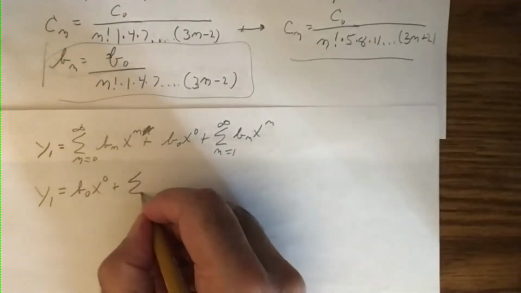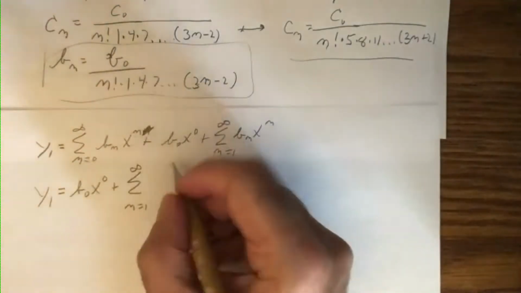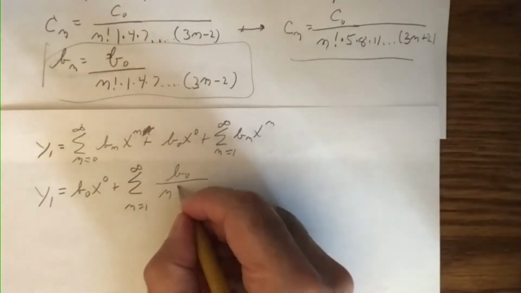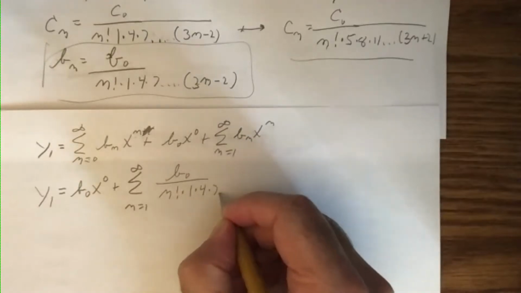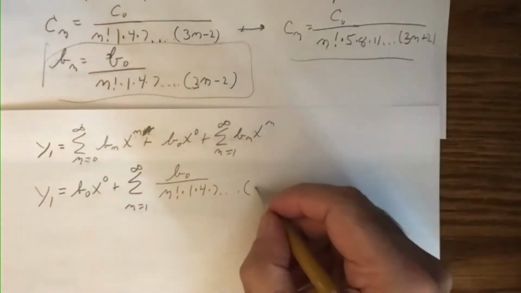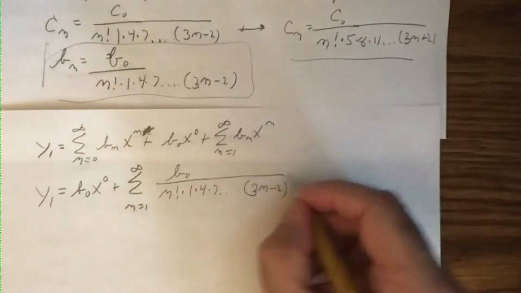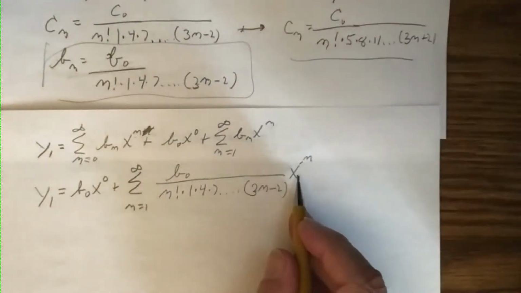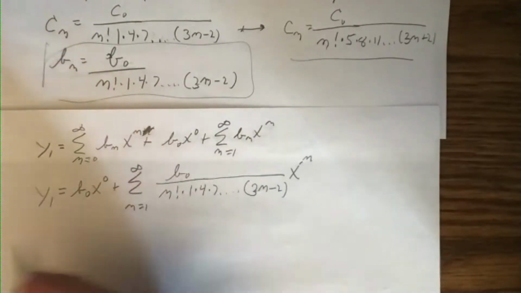And then the summation where n goes from 1 to infinity, and then I just put this in here. So this would be b0 ... this is 3. Okay, so this is one solution. And you can factor out the b0 if you want. So that's another way of writing this.